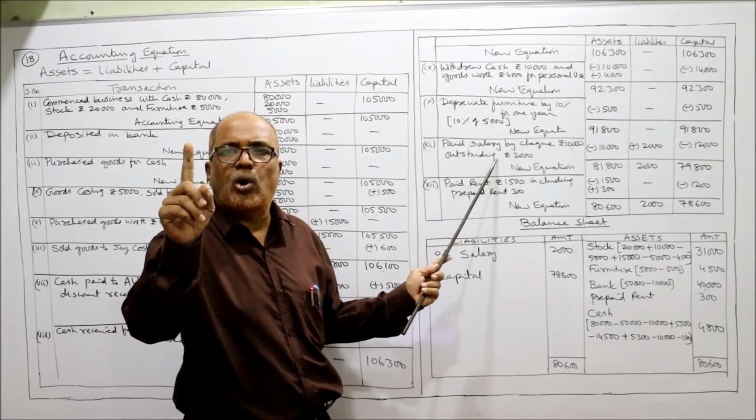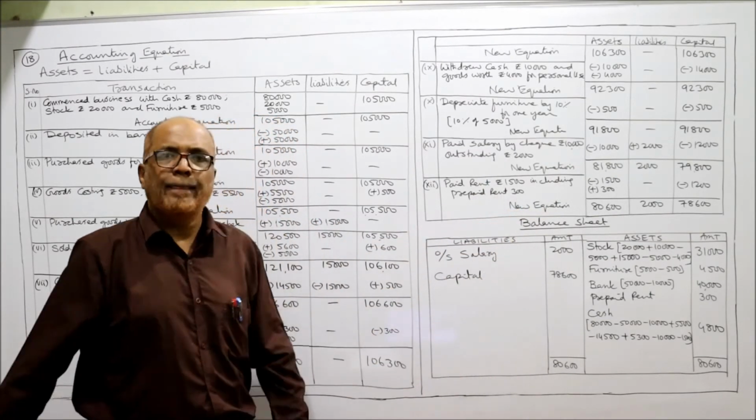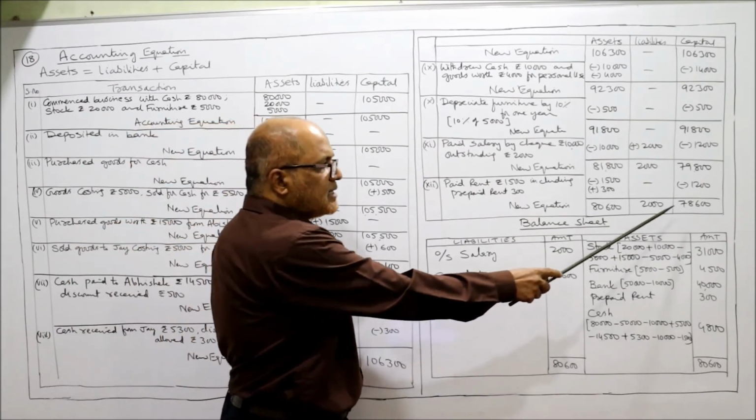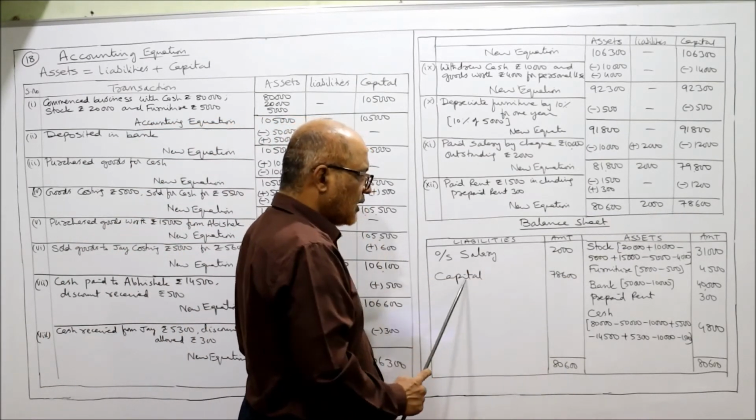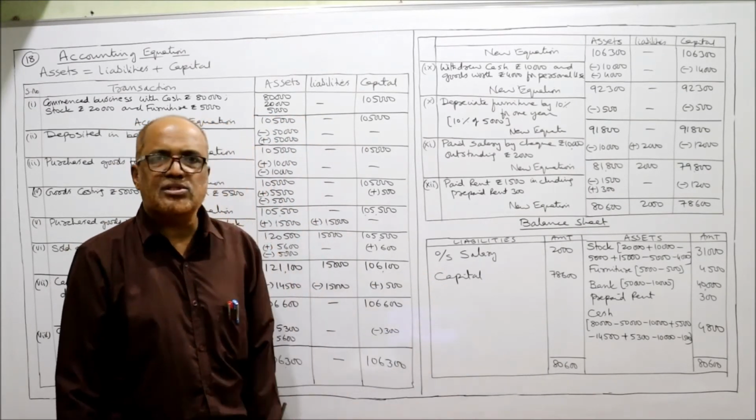Outstanding salary is the only liability, 2,000 rupees. The outstanding salary 2,000. Capital. The total capital is 78,600. So capital I have taken 78,600. The total of the liability side is 80,600.